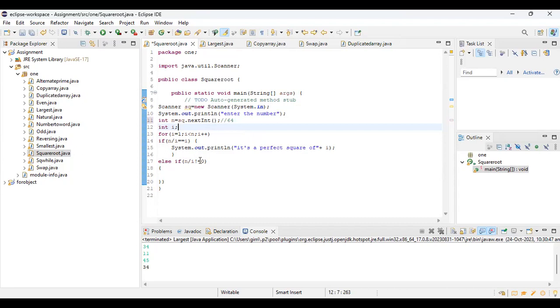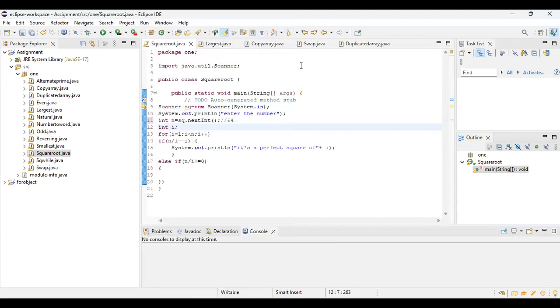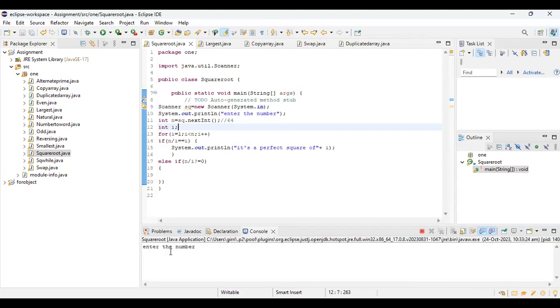That is, the remainder is not equal to 0. It will be coming out of that. So now here, taking this as input, enter the number. Again, 64. It is a perfect square of 8. So this is how the square root numbers works.